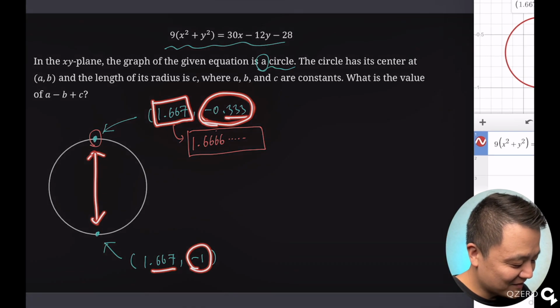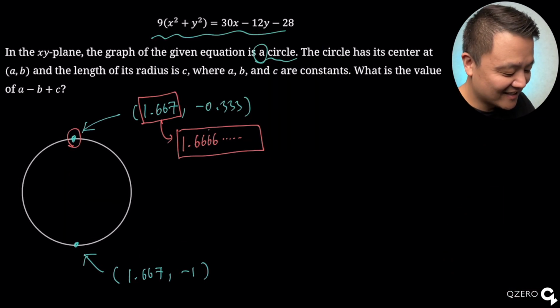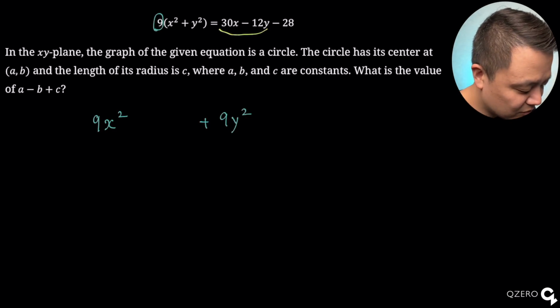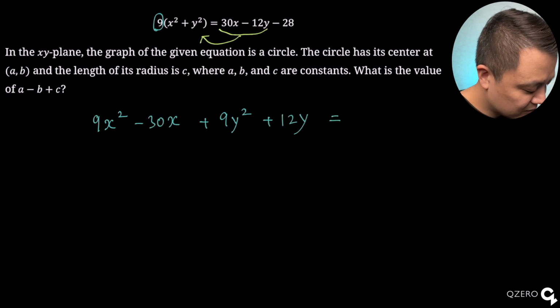So let's get rid of Desmos, and we have to do this in an algebraic way. Okay, let's do that. Let's simplify the given equation. Let's distribute that 9x squared and 9y squared. I'm just going to move these two terms to the left side, and we have negative 30x here and plus 12y here. I'm just going to leave that negative 28 on the right side.